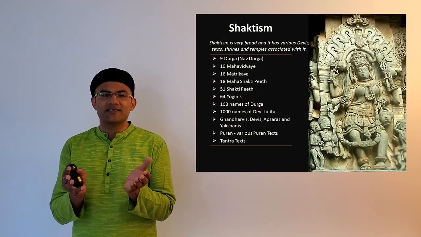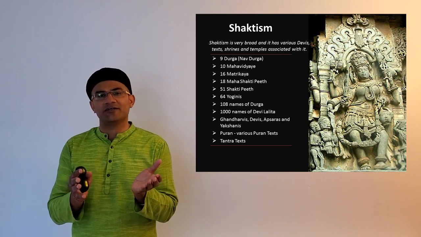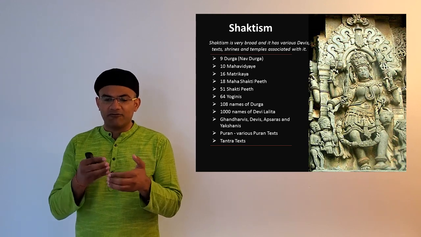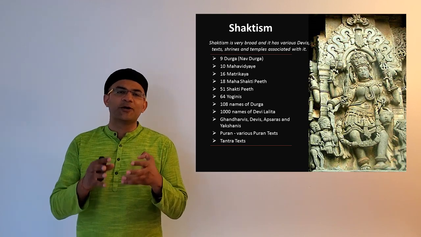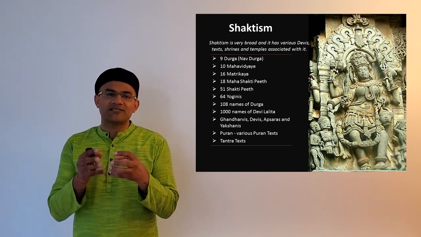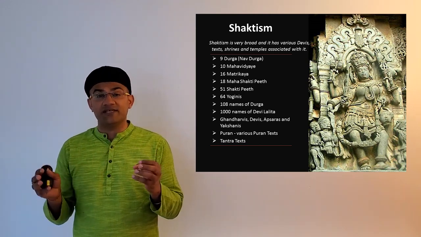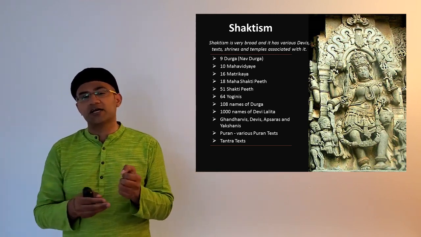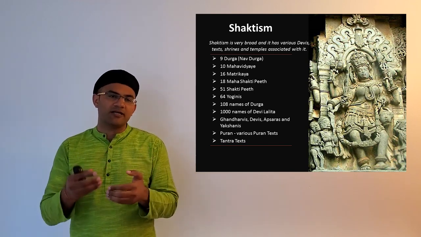Let's look now at Shaktism. Shaktism is basically the worship of the divine nature, the divine mother, the goddess, or Shakti. It's the respect towards the feminine nature of this universe. Shaktism is one of the major sects in Hinduism. It has various devis, the goddesses, texts, shrines, and temples associated with it. Let's look quickly and briefly, since we're talking about Shaktism, the mother goddess, today.